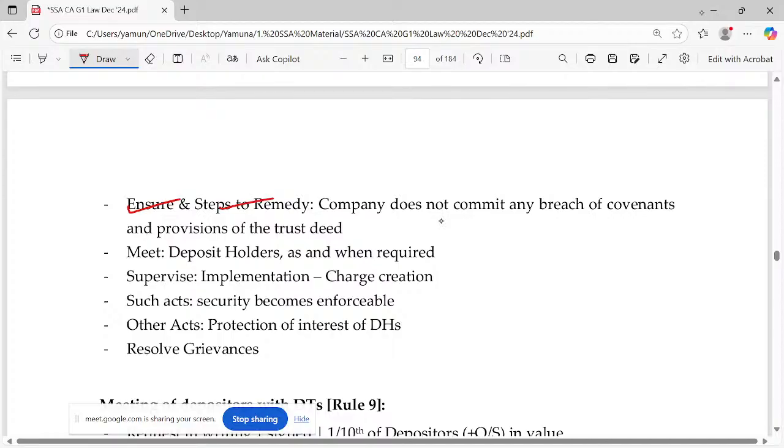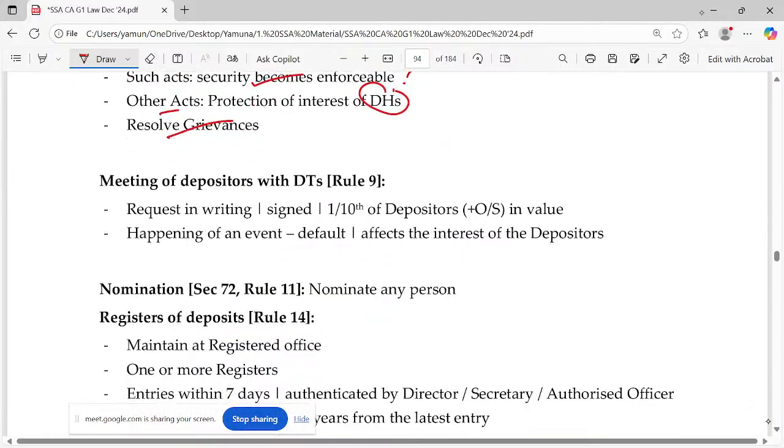And they have to ensure and take steps for remedy. Okay, in case any damages are occurring, in case of any breach of covenants and any provisions of trustee, they have to go. And proper meetings will be held as and when required. They have to supervise with respect to implementation of the charge creation, and security becomes enforceable. When does the security become enforceable? Due date வந்துச்சு security enforce பணம் பே பண்ணலாம், அதுக்காக security create பண்றாங்க. Okay, and other acts like protection of interest of deposit holders and resolve the grievances. These are all their duties, so it's understood.